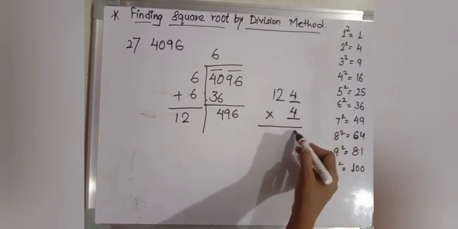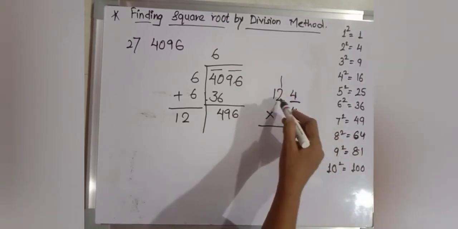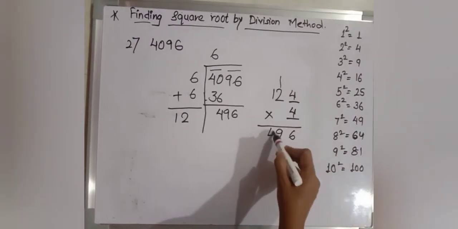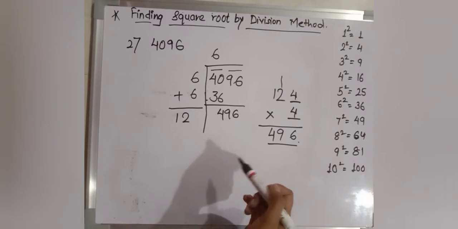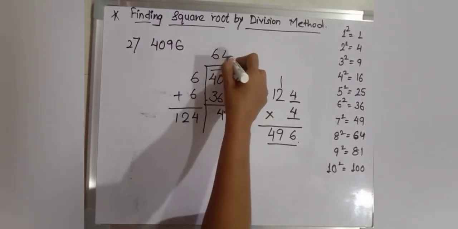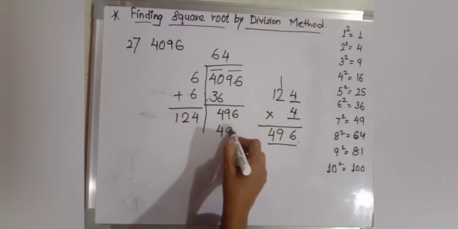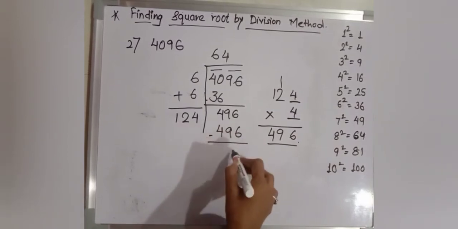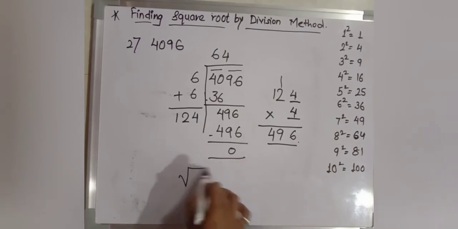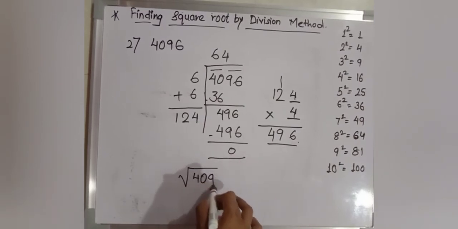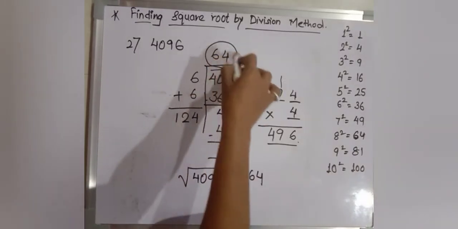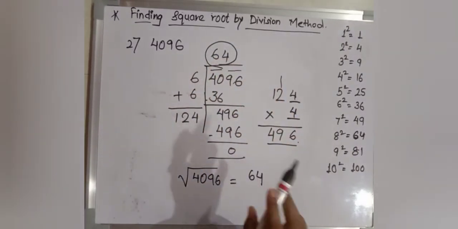4 into 4 is 16, carry 1, 4 twos are 8 plus 1 is 9 and 4 ones are 4. 496, yes we are getting 496 here. So we'll put 4 here. 4 into 4 is equal to 496. Subtracting, we are getting 0 as the remainder. So now we can say that the square root of 4096 is equal to 64. Whatever the quotient we are getting is the square root of that number.